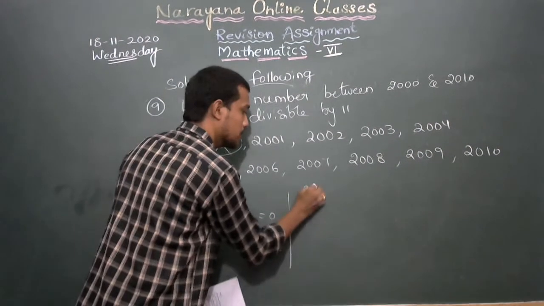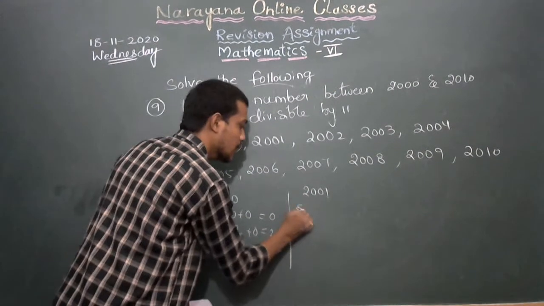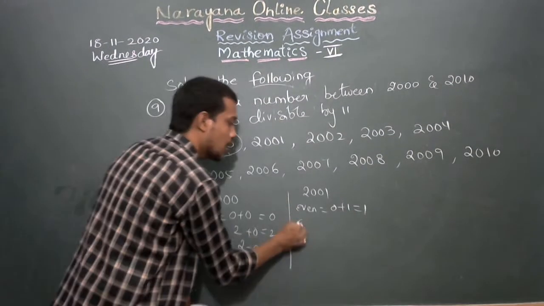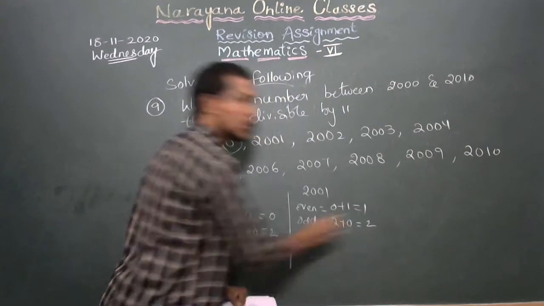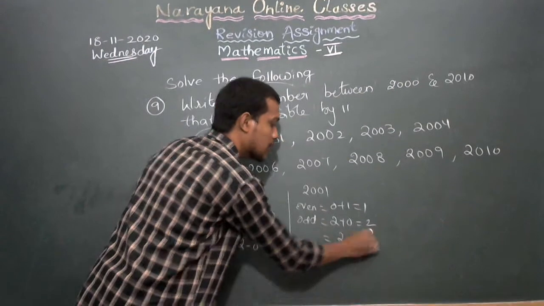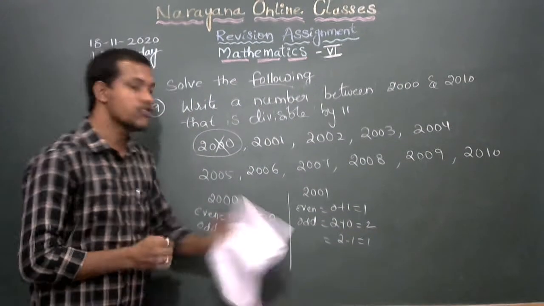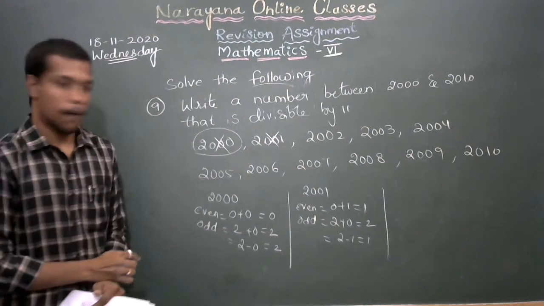Now 2001. The same procedure is followed for 2001 also. Even places: 0 plus 1 is nothing but 1. Odd places means 2 plus 0 is nothing but 2. Now subtract: 2 minus 1 is nothing but 1. Is 1 divisible by 11? Wrong. It is not divisible by 11. So 2001 is also wrong.